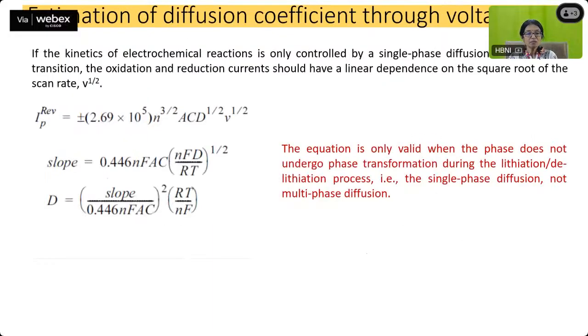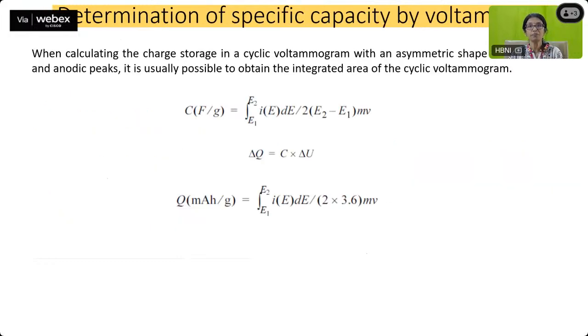Okay. So estimation of diffusion coefficient through voltammetry. You can use this particular equation if the kinetics of the electrochemical reaction is only controlled by a single phase diffusion without phase transition, where the oxidation and reduction currents should have a linear dependence on the square root of scan rate. This equation is only valid when the phase does not undergo phase transformation during the lithiation delithiation process. So it should be a single phase diffusion, not a multi-phase diffusion.